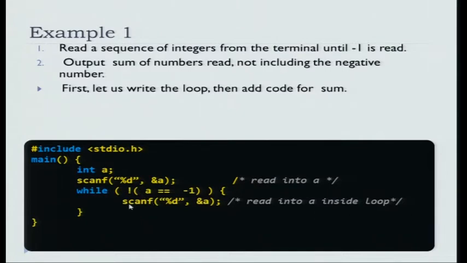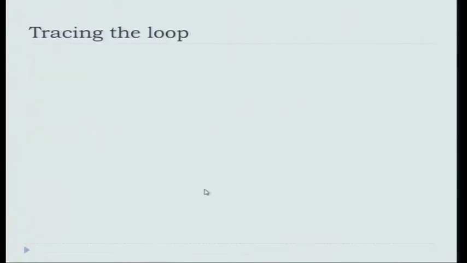At some point when you hit a -1, you go back to the loop and the condition a equal to -1 will be true. So the not of that will be false, and you will exit the loop. So read the first number. If it is -1, don't enter the loop. Otherwise, keep on reading numbers until you hit a -1. That is the meaning of the while loop.